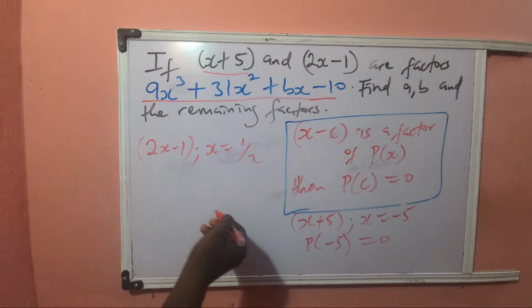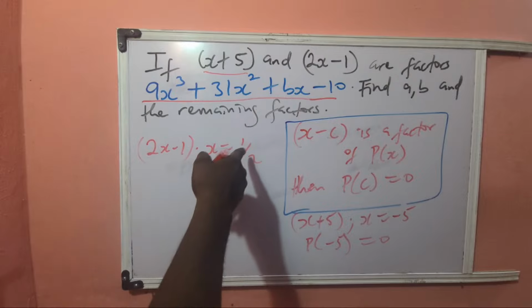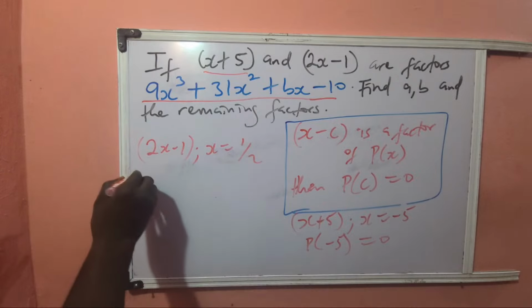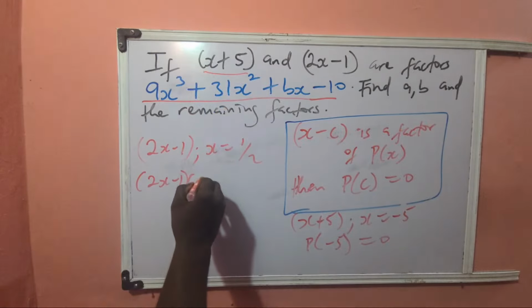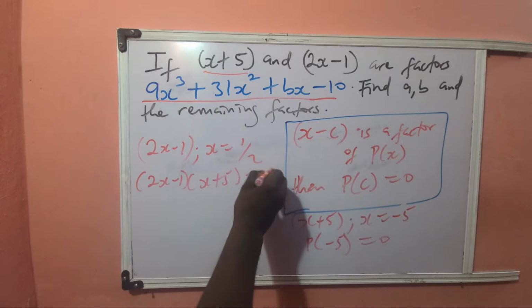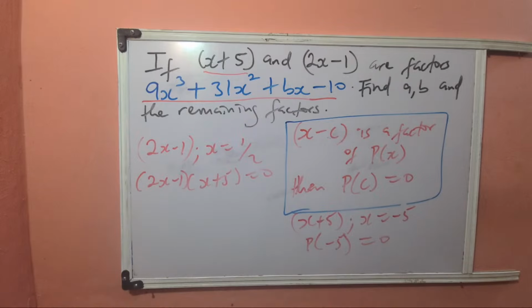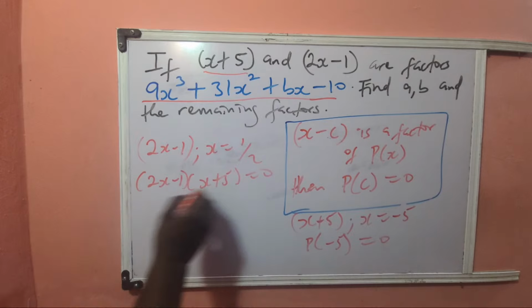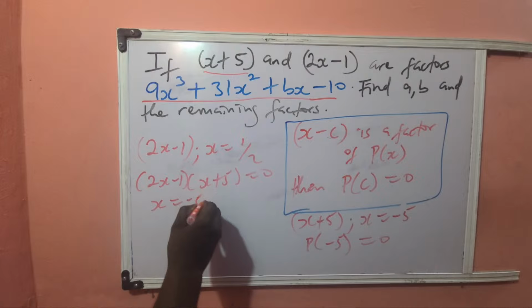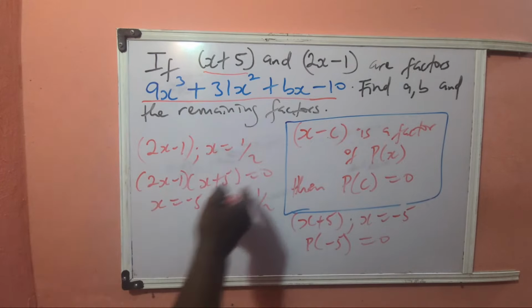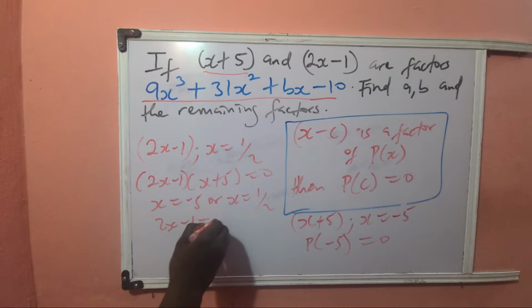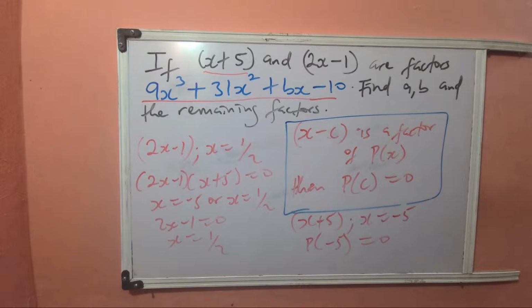Somebody asked me how x is equal to minus 5, or how x is equal to 1 over 2. I'm sure you have solved quadratic expressions, and I'm sure if you had these two factors, you understand how to come from here and say x equals minus 5, or x will be equal to 1 over 2. That's crossing. That will be 2x minus 1 equals 0, x equals 1 over 2. I'm sure you understand all these theories.